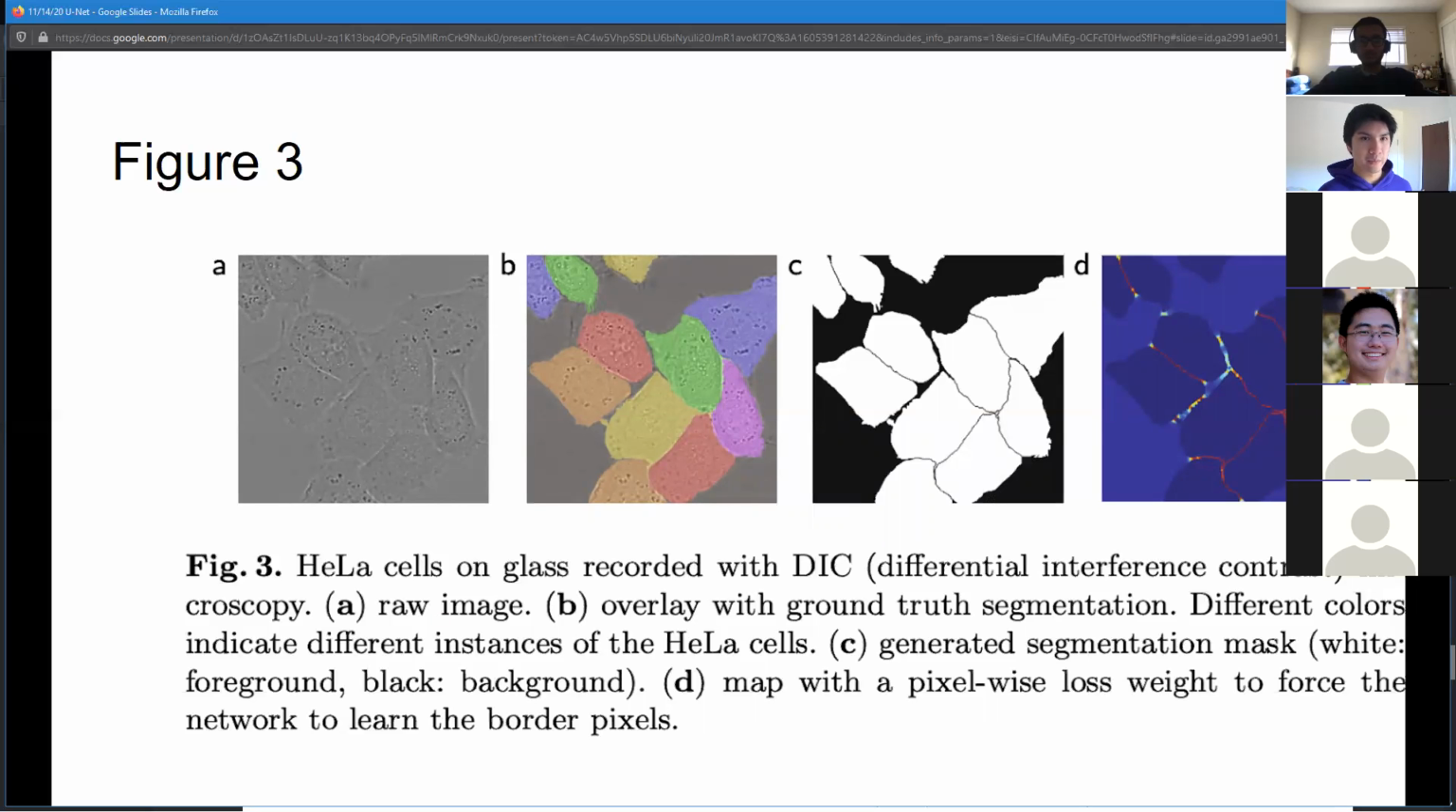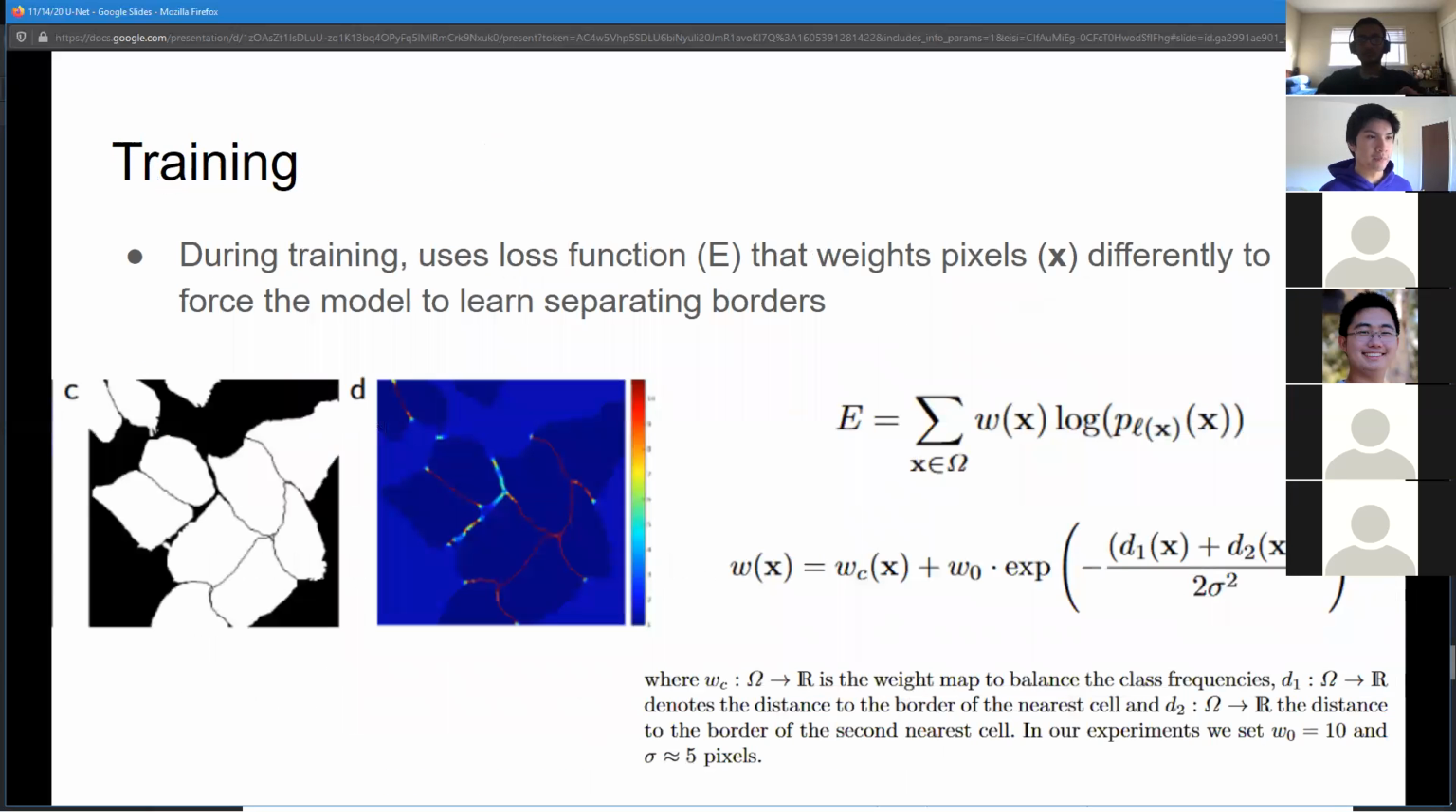So are you talking about during training or testing? During training. So during training, you actually do look at each individual pixel. Yeah, x in this case is a single pixel. And this is just cross-entropy loss, weighted cross-entropy loss over all the pixels.